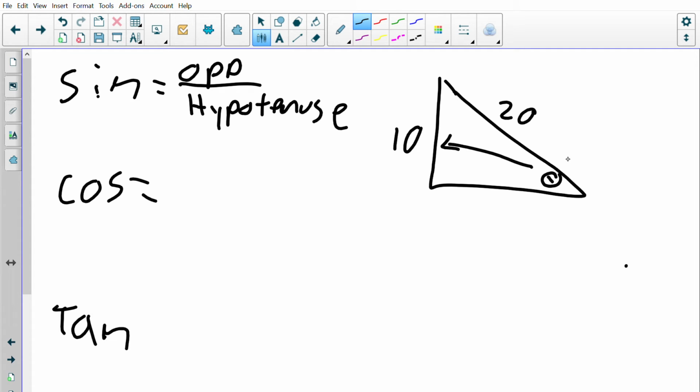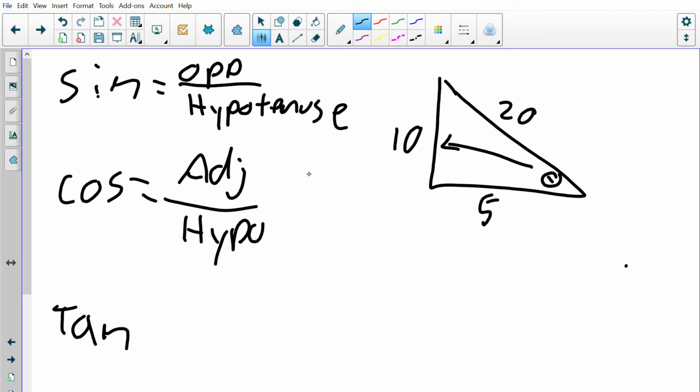Cosine, we're going to still use theta. It's the line closest to us, so adjacent over hypotenuse. Okay? So let's say that it is 5. So this one would be 5 over 20. And then this decimal would tell me how much this theta is valued at. Okay? We should get the same answer from sine and cosine.